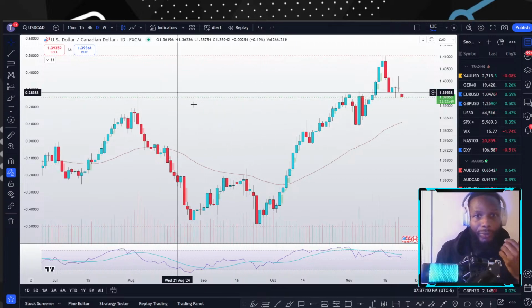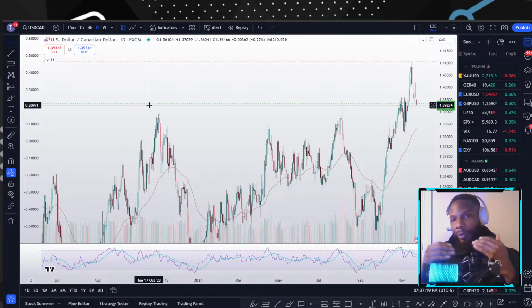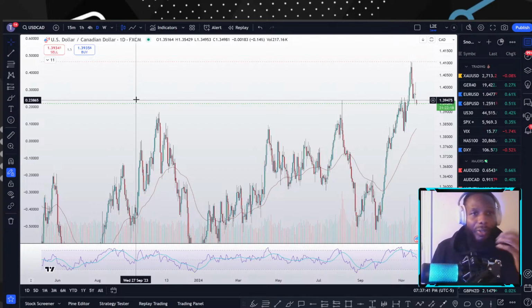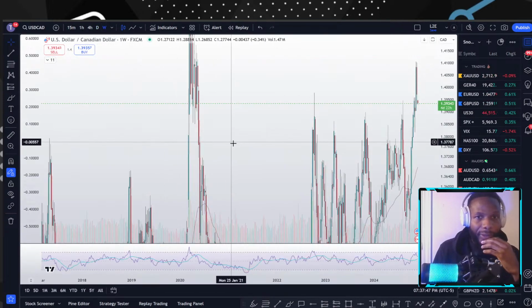All right, so the way I do my markups, I'm going to start on the weekly, and then I'm going to go down to the daily, then down to the 4 hour. What I'm looking for is 2 time frames to be in sync. That could be the weekly and the daily, or the daily and the 4 hour. It can't be the weekly and the 4 hour, right? Because then it just doesn't work out with the strategy that I have. So I'm going to start off on the weekly and work our way down.